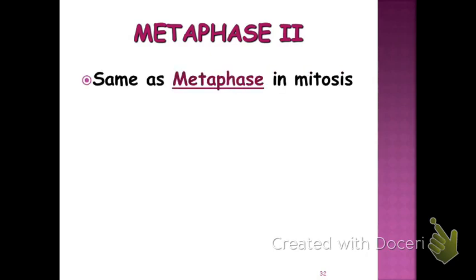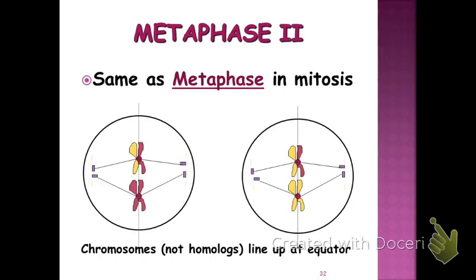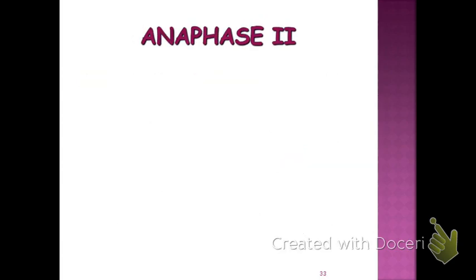Metaphase 2 is the same as metaphase in mitosis. Our chromosomes line up down the middle of the cells. Right? Remember now, instead of having one cell, we're doing this with 2 cells at the same time. That's why I have 2 cells pictured on the screen. So in metaphase 2, they line up down the middle.